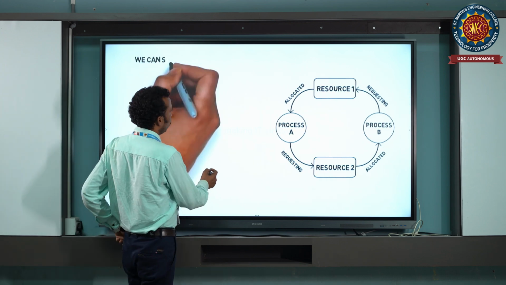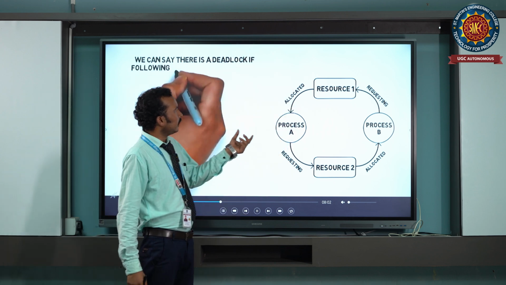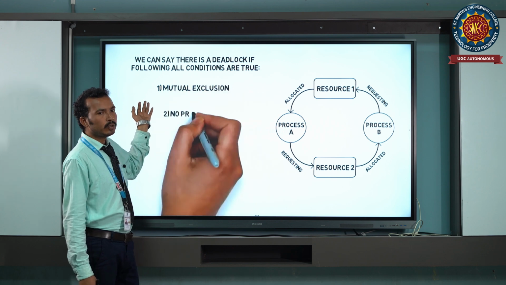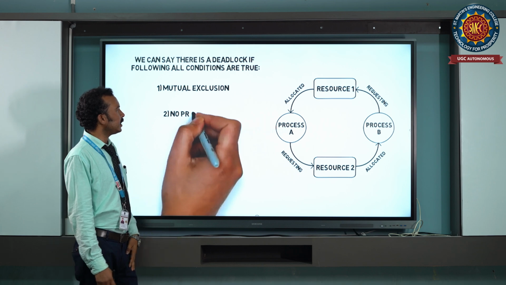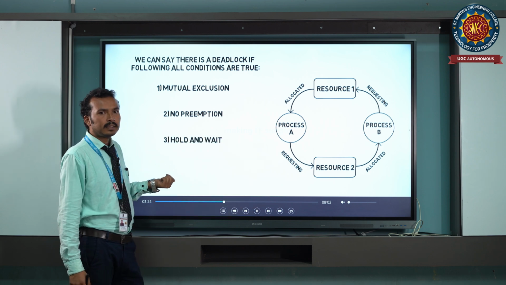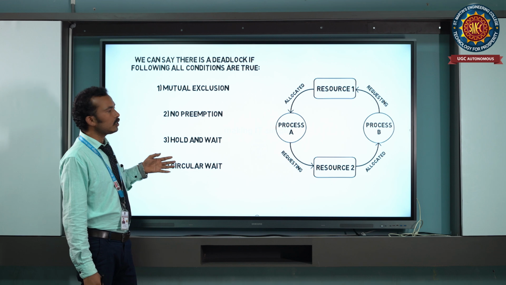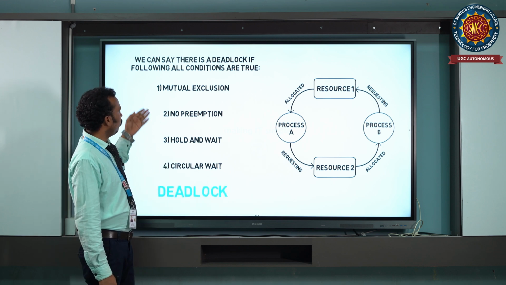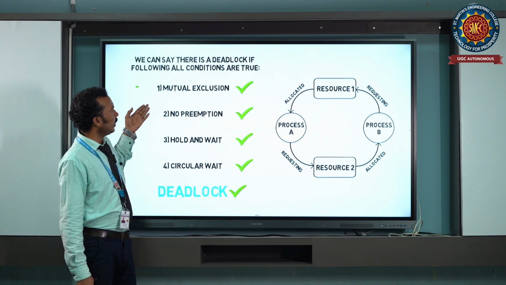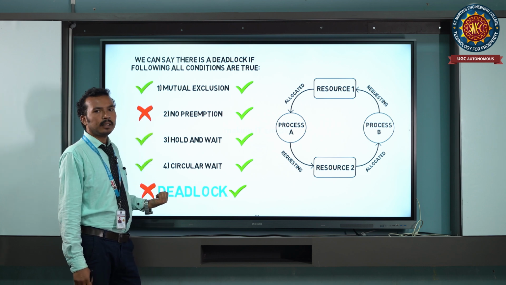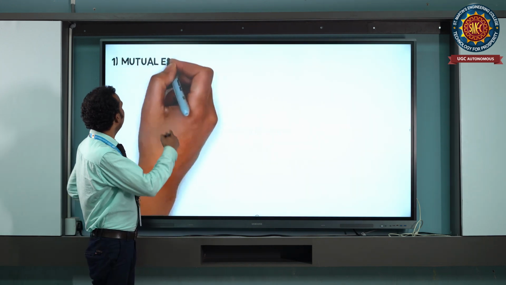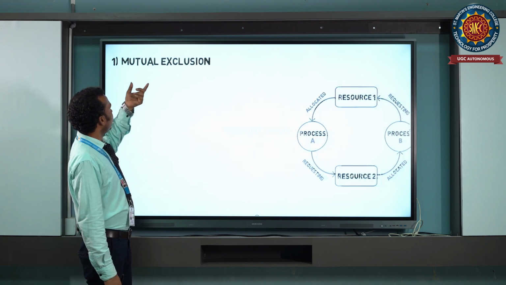So we can say that for the occurrence of a deadlock, we have four necessary conditions. The first one is mutual exclusion, the second one is no preemption, the third one is hold and wait, and the fourth one is circular wait. These are the necessary conditions for a deadlock to occur. Only if all four conditions occur will the deadlock occur. If any one of these conditions does not occur, the deadlock will not occur in the system. This is our topic. Next, we discuss these conditions.